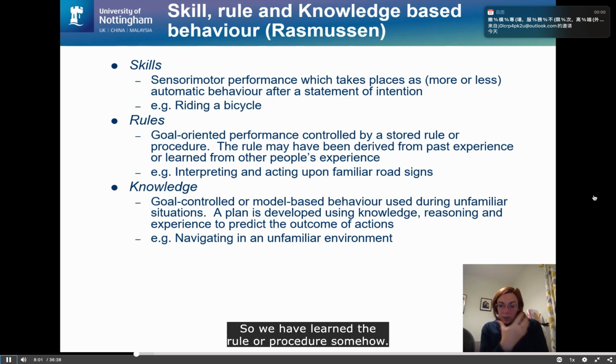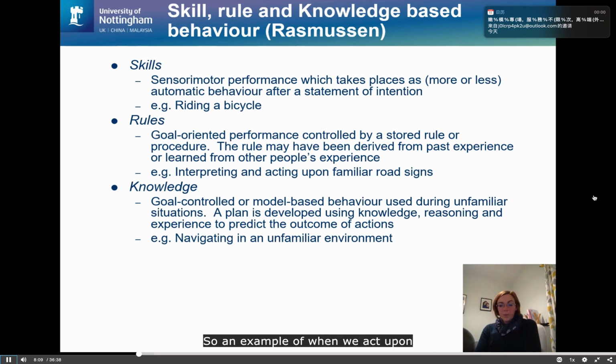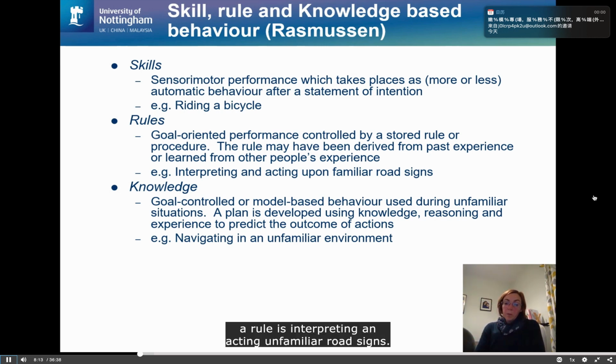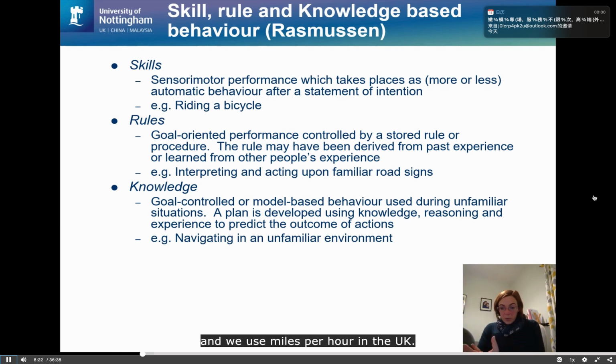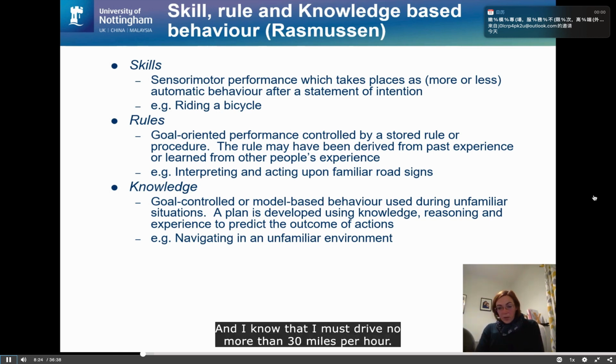So we have learned the rule or procedure somehow, and it might have been derived from past experience, or it might have been learned from other people's experience. So an example of when we act upon a rule is interpreting and acting on familiar road signs. So if I see a road sign in the UK that says 30, and we use miles per hour in the UK, then I know that I must drive no more than 30 miles per hour. So I'm executing the response to that rule.